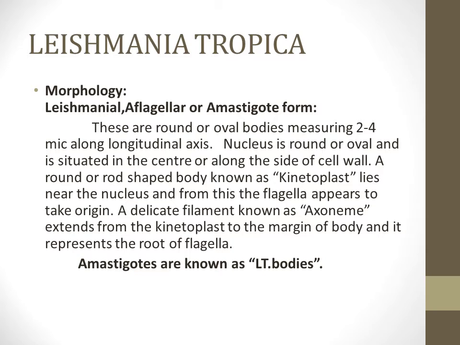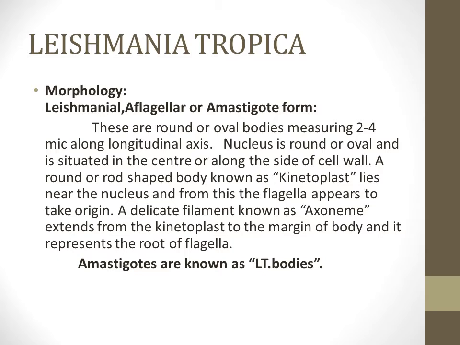Now coming to the morphology, the Leishmanial, the aflagellar or the amastigote form. These are round to oval bodies measuring about 2 to 4 micrometers along the longitudinal axis. The nucleus is round to oval and is situated in the center along the side of the cell wall, and a rod-shaped structure known as the kinetoplast lies near the nucleus, from which the flagella appear to take origin. A delicate filament known as the axoneme extends from the kinetoplast to the margin of the body, and it represents the root of the flagella.